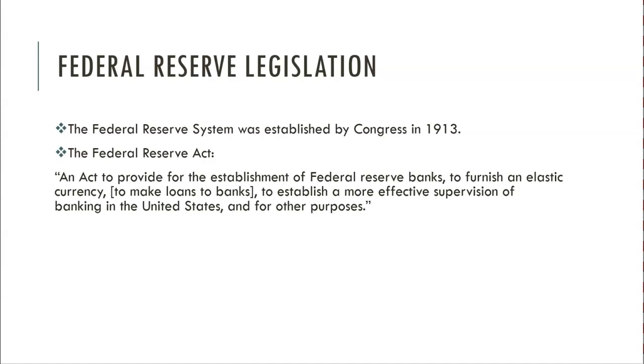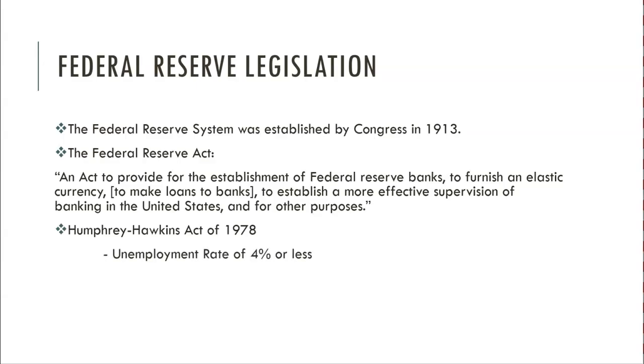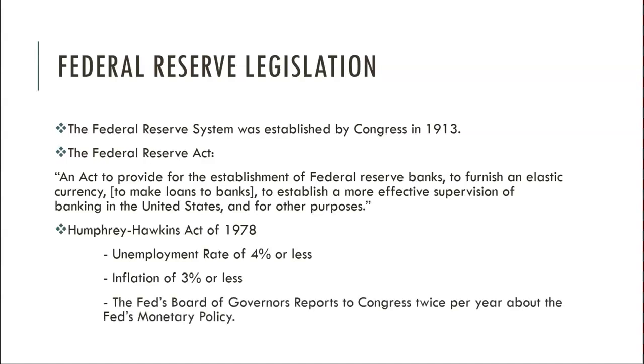They also play a really big role in managing the money supply, and making sure that there's enough digital currency to meet the needs of the economy. So we'll get into all of those details later. In 1978, there is the Humphrey-Hawkins Act, and this says that the United States should have an unemployment rate of 4% or less, inflation of 3% or less, and that the Fed's Board of Governors needs to report to Congress twice a year about the monetary policy that they're doing.